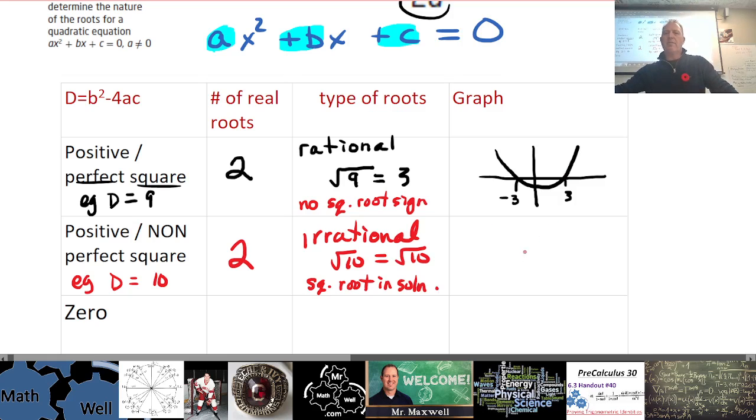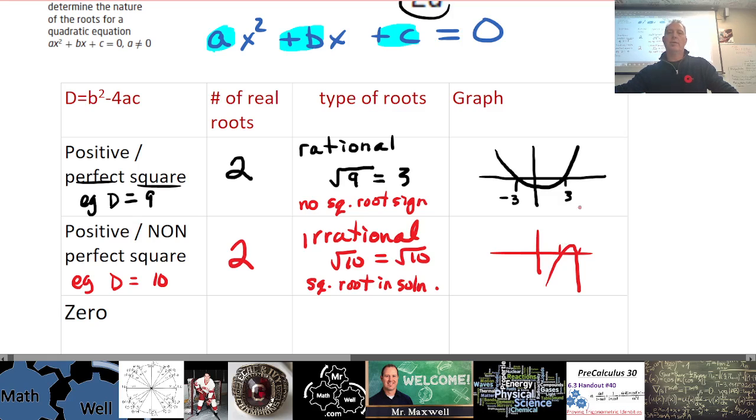All right, so the graph might look, I mean, you'll still have two roots, right? So it could just be something like this. But these roots here are not going to be integers. They're going to be something like 1 plus root 2 over 5 or something like that. They're going to be irrational roots.